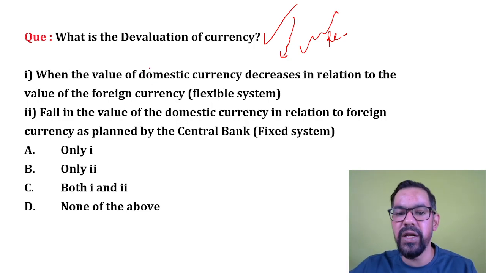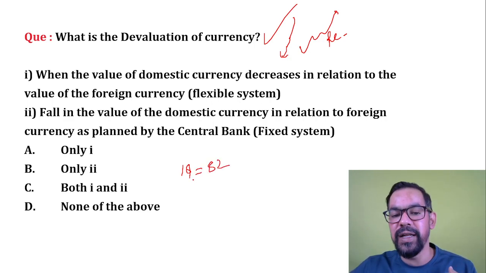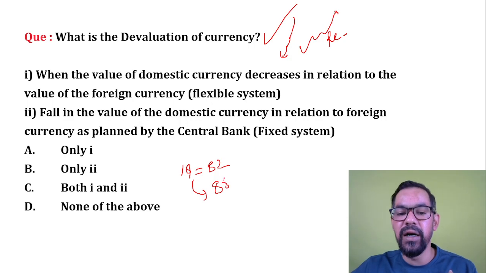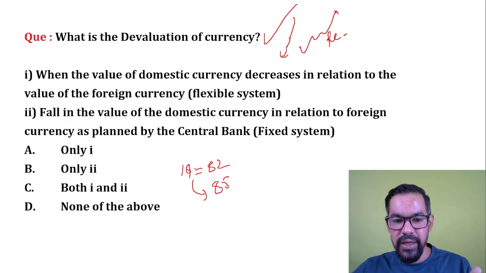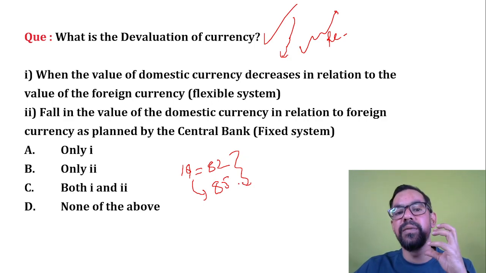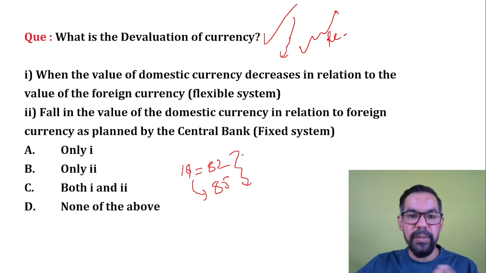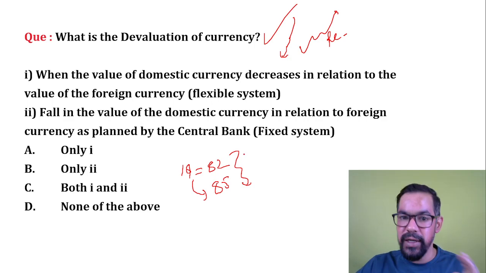Let me give you an example. Let's say for $1 the current rate is 82 rupees. Tomorrow the government of India takes some step and makes it 85 rupees. So here the government of India is intentionally decreasing the value of our currency. Previously you had to pay 82 rupees for $1, now you have to pay 85 rupees per dollar. The reason behind this devaluation is to increase exports. There will be no effect on internal prices.